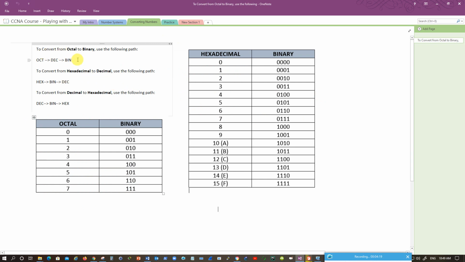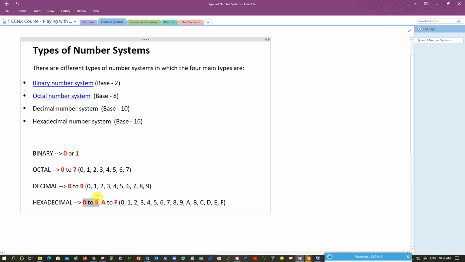Here I mentioned if you want to convert from octal to binary, you can follow this path: convert the octal number into decimal, then to binary, and likewise you have other conversions. And you can see the tables here. Octal is using 3 bits to represent, and hexadecimal is using 4. Why am I using 3 here for octal, and why 4 here? If you look at the numbering system here, the total number of digits for octal is 8, and if I want to convert 8 into binary, I require at least 3 bits to represent 8. I will show you, inshallah, when it comes to conversion.